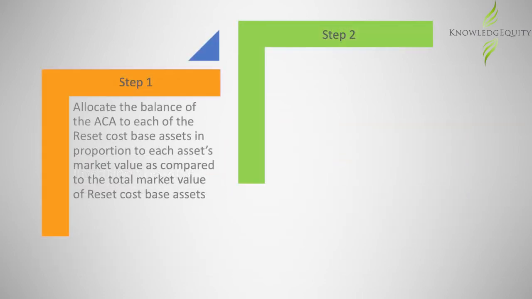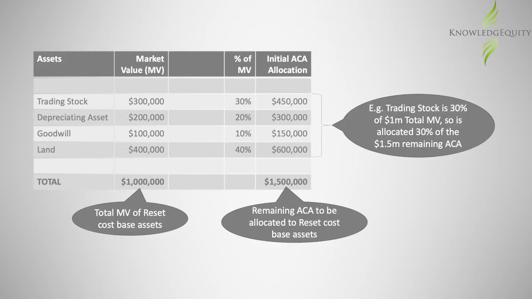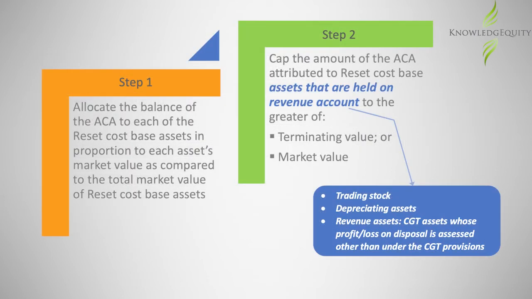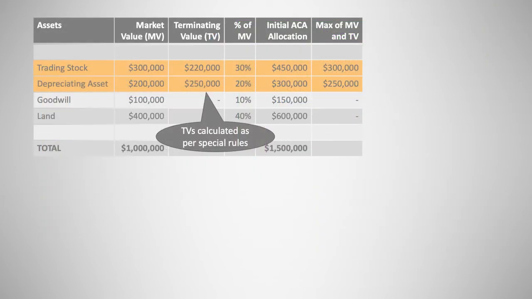The next part involves allocating the remaining balance to the reset cost-based assets. The first step of this process is to allocate the balance of the ACA in the proportion of the market value of each of the reset cost-based assets. This initial allocation based on market value proportions is done for the trading stock, depreciating asset, goodwill and land. The second step is to make adjustments for the allocation to the assets held on revenue account. Here, the trading stock and the depreciating asset are held on revenue account.